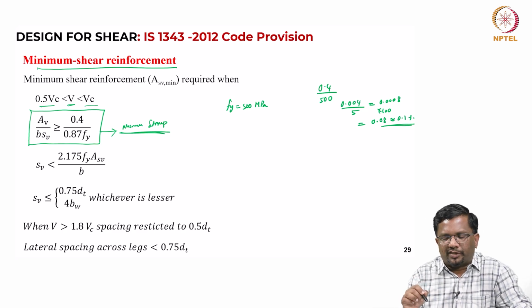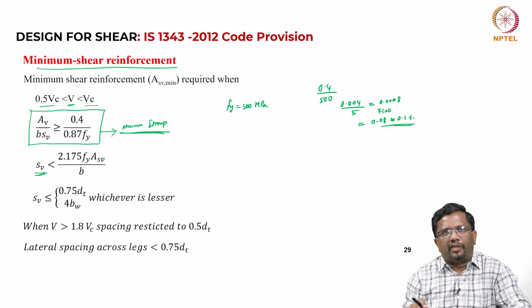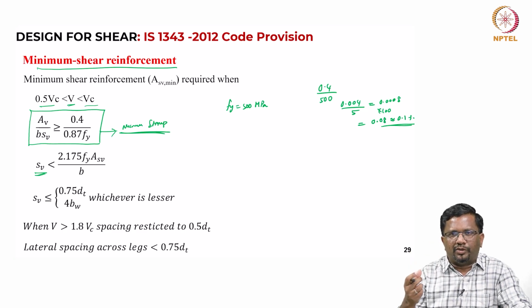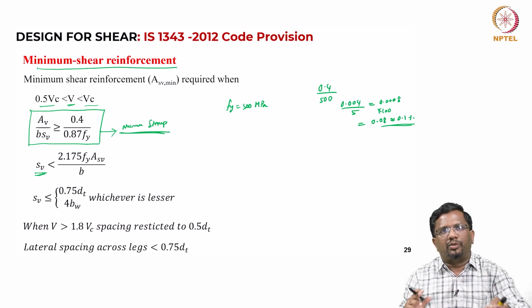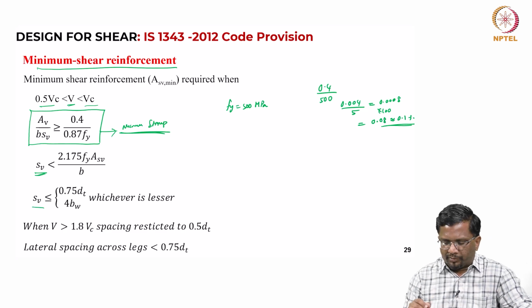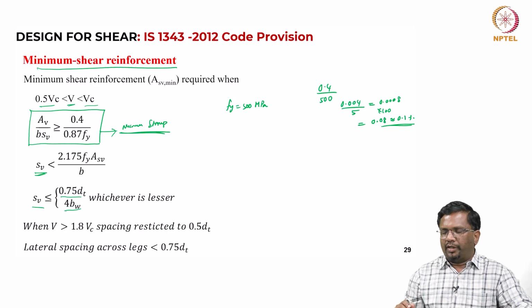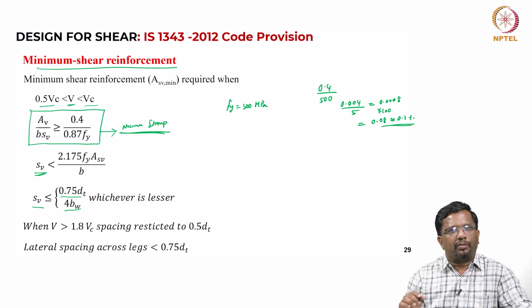Now, there is also a spacing requirement. The spacing of the stirrup also has to be less than 2.175 times Fy into Asv by b. Indirectly, what the code is saying is, you limit the spacing so that you will have an adequate number of stirrups actually crossing that crack to make sure that the crack is not going to widen, okay. Another one: we should make sure that the spacing of the stirrup should be less than 4 times the width of the web or 0.75 times dt, whichever is lesser, right. So, this is one requirement from minimum shear.